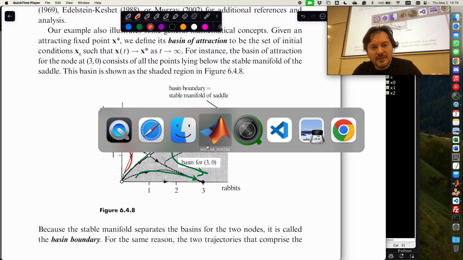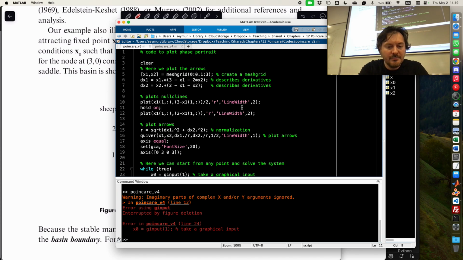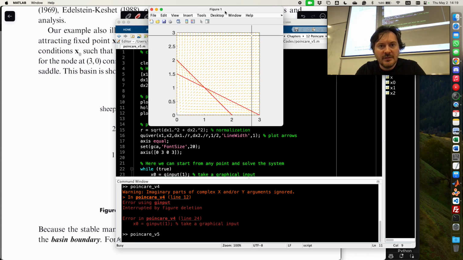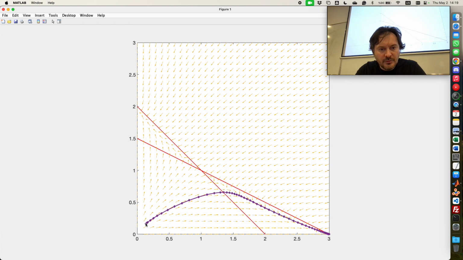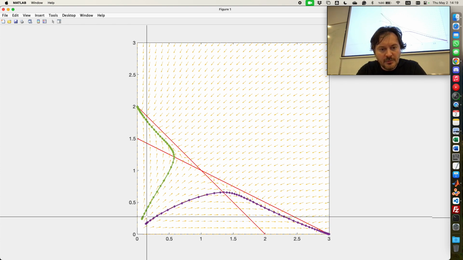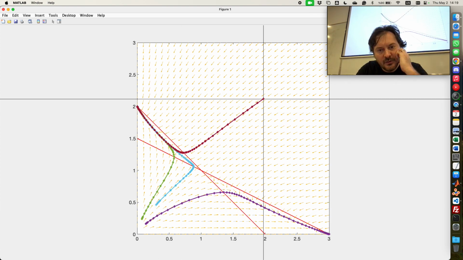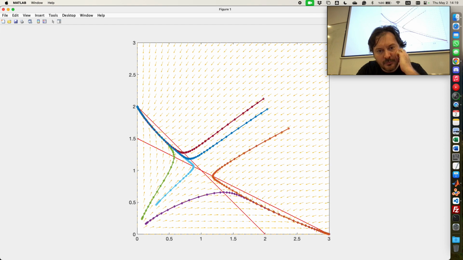Just 1 minute left, so let me show you rabbit and sheep. This is the system. You start from here, you go to all sheep, start from here, all rabbit, start from here, all rabbit, start from here, all sheep. Okay?